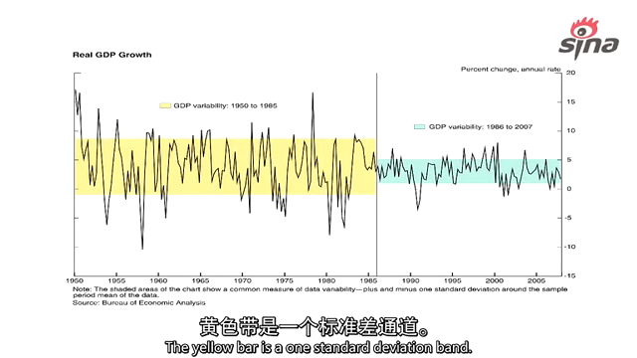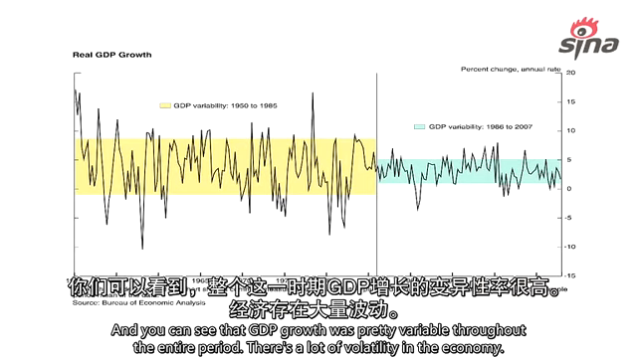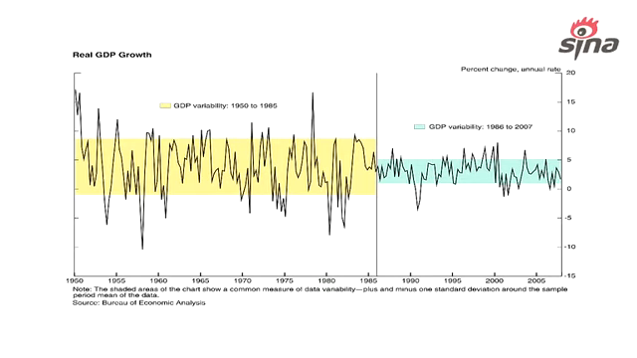The yellow bar is a one standard deviation band. Essentially, it's a measure of the average volatility of GDP growth quarter to quarter during the period between 1950 and 1986, or 85, I guess. And you can see that GDP growth was pretty variable throughout the entire period. There's a lot of volatility in the economy. There were a number of recessions, including the severe ones in 73 and 81.